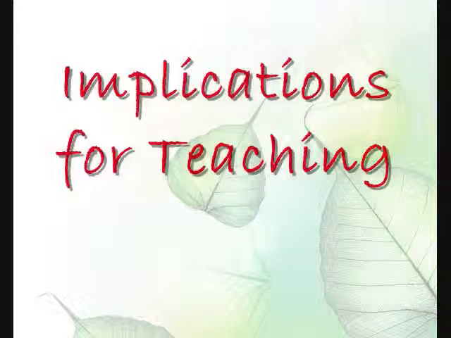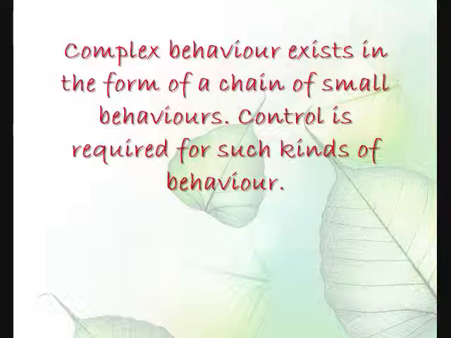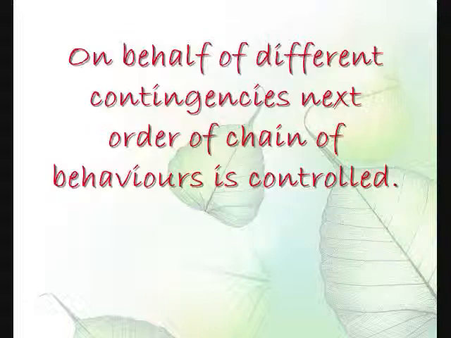We will look at a few of the implications it has for teaching. First, we'll look at shaping complex behavior. Complex behavior exists in the form of a chain of small behaviors. Control is required for such kinds of behavior. This extended form of learning is a shaping technique. The smallest behavior is controlled at the initial stage. On behalf of different contingencies, the next order of the chain of behaviors is controlled. For example, teaching spelling in English vocabulary is mainly a process of shaping a complex form of behavior.